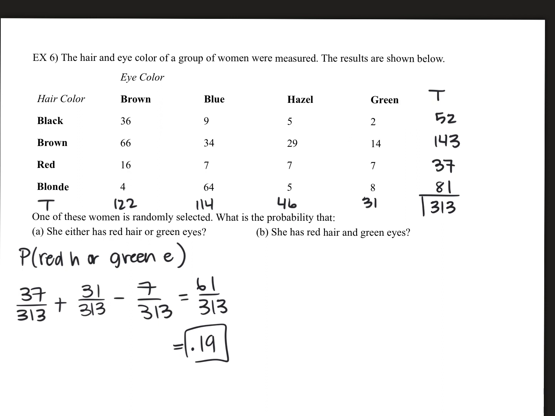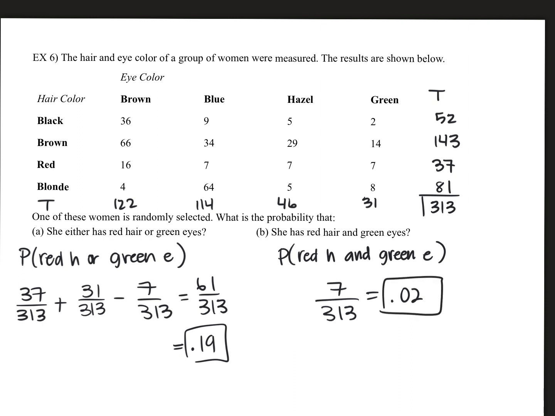The next one says the probability she has red hair and green eyes. So this is just the and. So red hair and green eyes is just the 7 over 313, which is 0.02. Only a 2% chance.